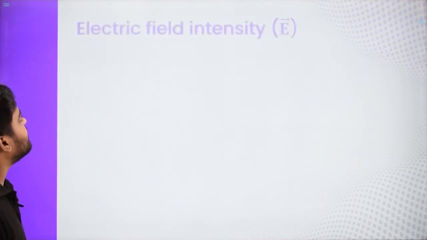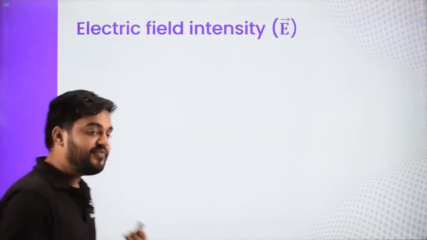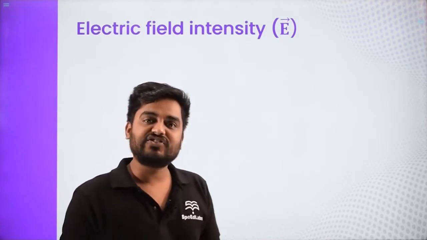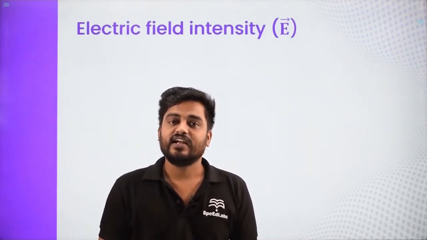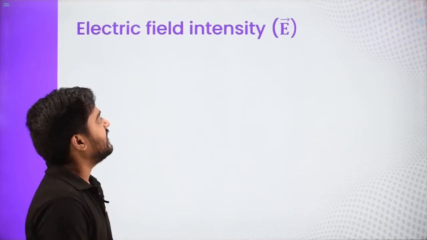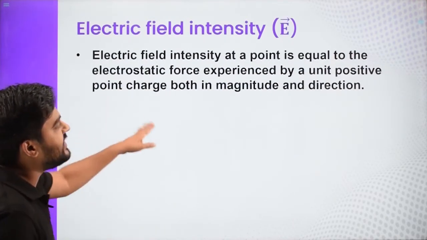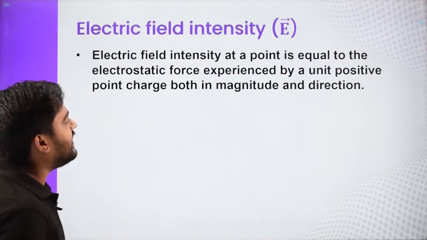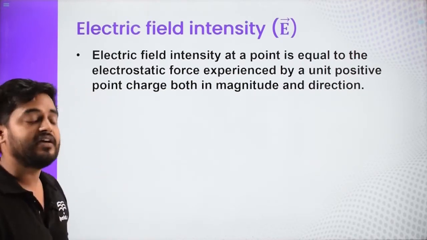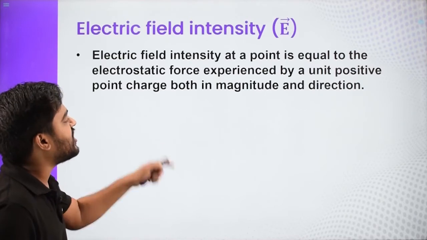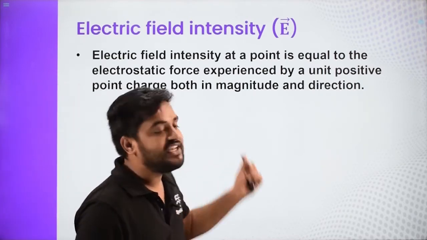So now let us discuss how do you define your electric field. So the strength of electric field is nothing but it is called electric field intensity. And how do you define your electric field intensity? Electric field intensity at any point is equal to the electrostatic force experienced by a unit positive point charge, right? Both in magnitude and direction.